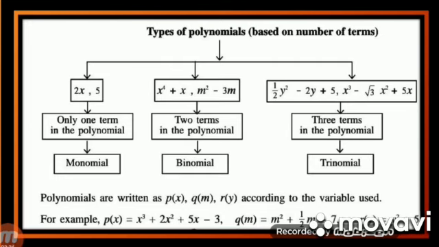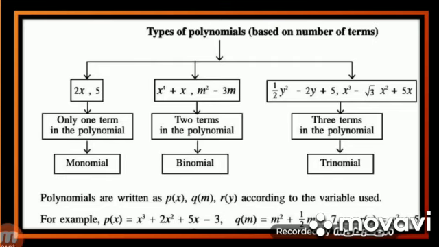Types of polynomials based on the number of terms. There are three types of polynomials: monomial, binomial, and trinomial. Monomial has only a single term and examples are 2x, 5. Binomial has two terms. Examples: x⁴ + x and m² − 3m. Trinomial has three terms. Examples: ½y² − 2y + 5 or x³ − √3x² + 5x.